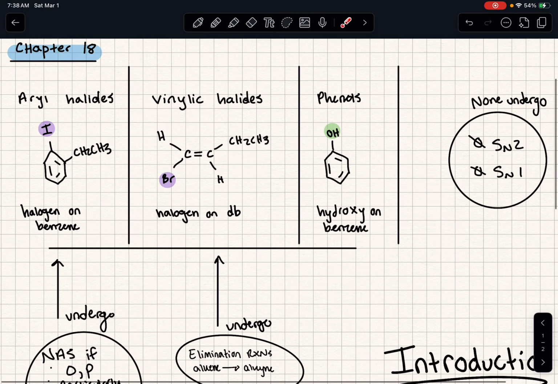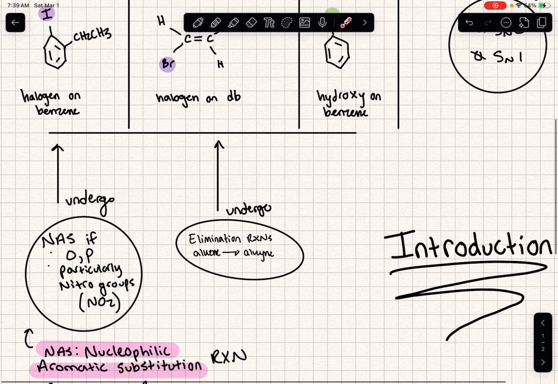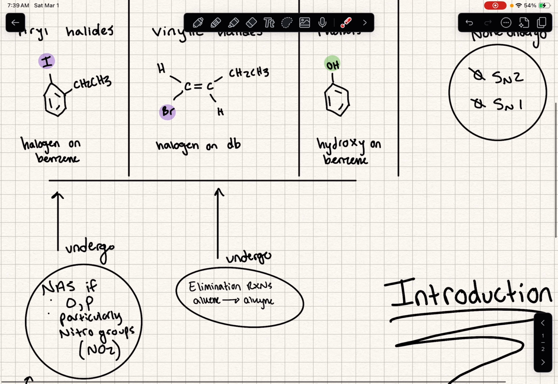Now, if you go on in the book, there is one section that talks about nucleophilic aromatic substitution reaction. He did go over this in class, but he did not tell us what undergoes this type of reaction. For NAS, it's only aryl halides, particularly if they are ortho or para, and particularly if they have nitro groups attached to them. Okay? So for example, it would be a nitro group plus a halogen on a benzene ring in the ortho or para position.